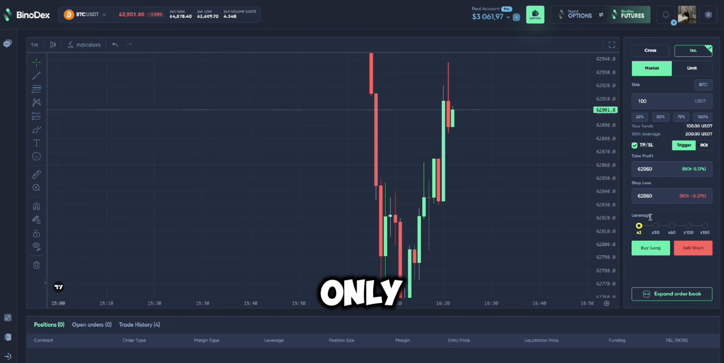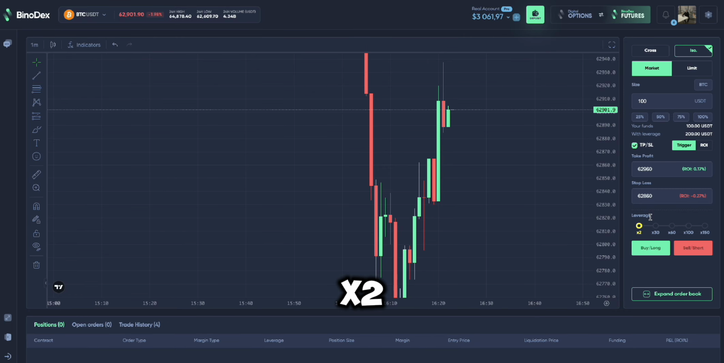So let's say I only have a total of $10. If I set the leverage to X2, I can open up a trading position for $20. If I set it to X5, then for $50. If it's X10, then for $100, and so on. It might seem really cool to you that you can even set it to X150.